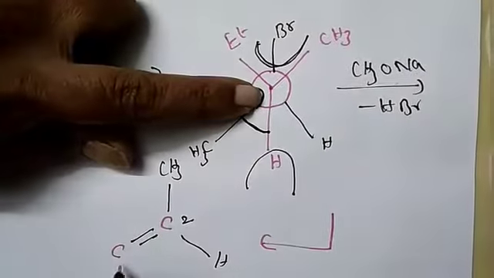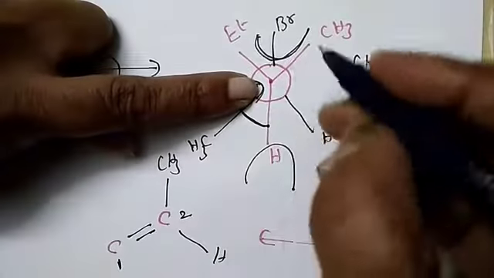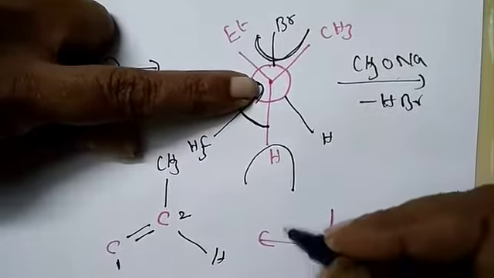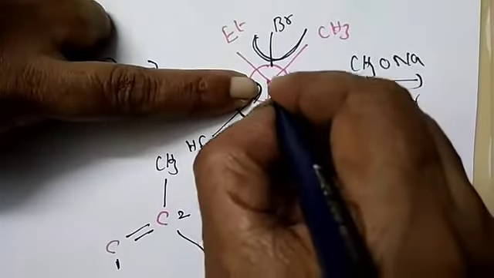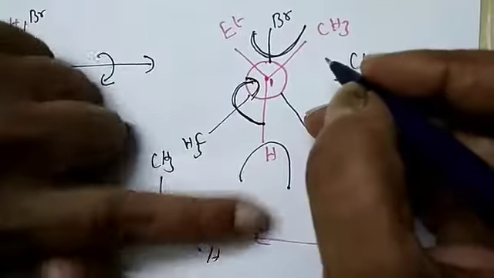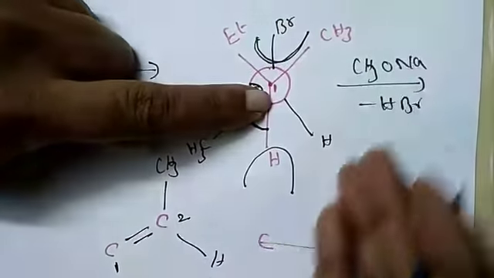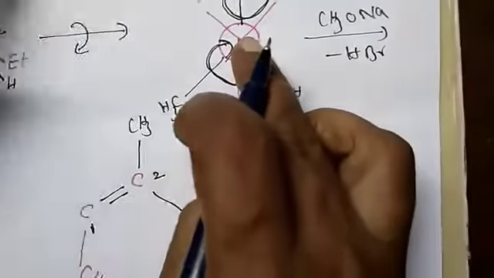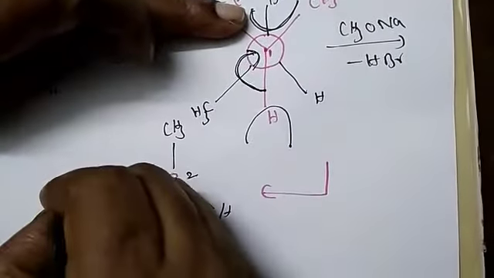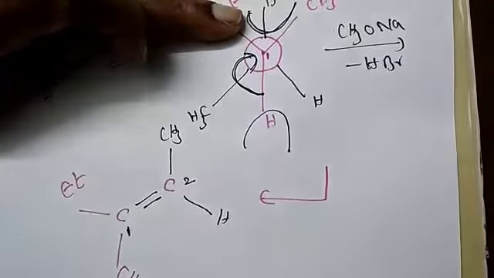On the carbon number 1, this is the pink color. So what are you removing? H is removing. On the carbon number 1, you have hydrogen removed, and methyl and ethyl. Methyl you bring on this side, that is the right-hand side. The ethyl you bring on this side. This is your ethyl group, Et.